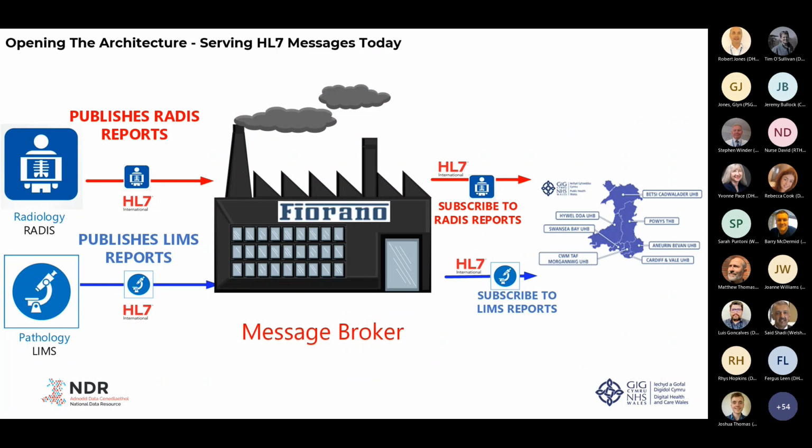Let's go back to this diagram that we put up earlier. The left-hand side is well rehearsed here, isn't it? We have data that comes from these systems at the moment, from RADIS and LIMS and other systems, and it goes through our message broker. So that is HL7 data at the moment. And one thing that we can do is service that HL7 data to health boards through FHIR. So FHIR is a journey.